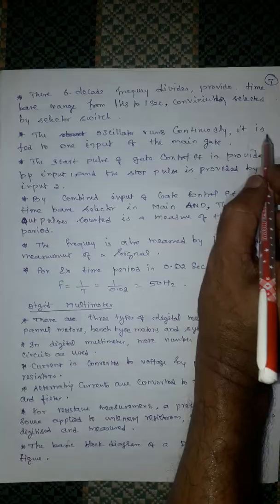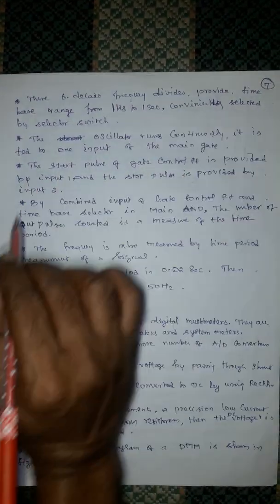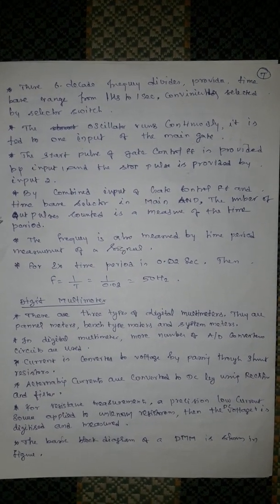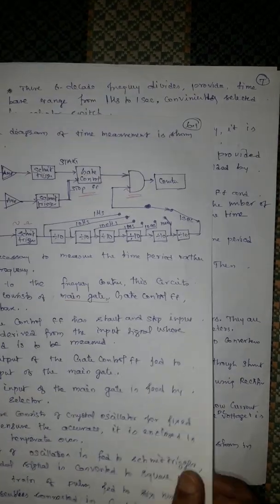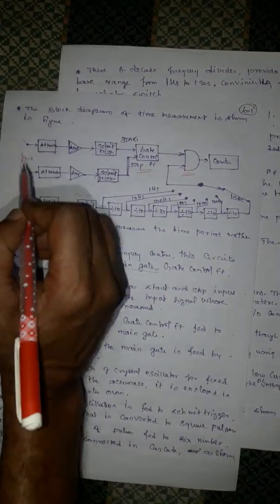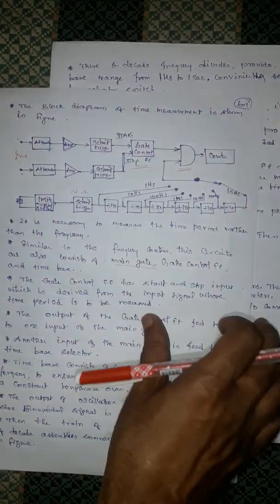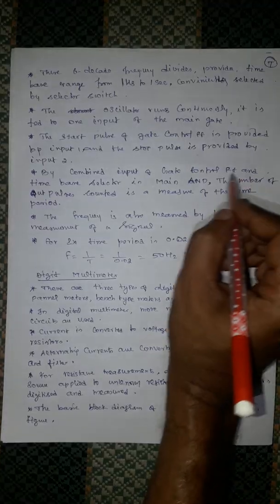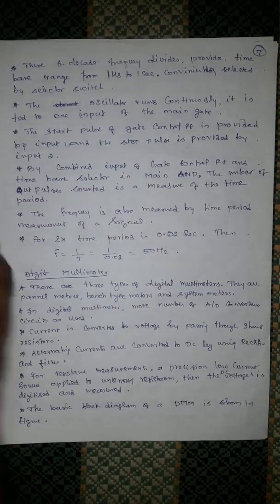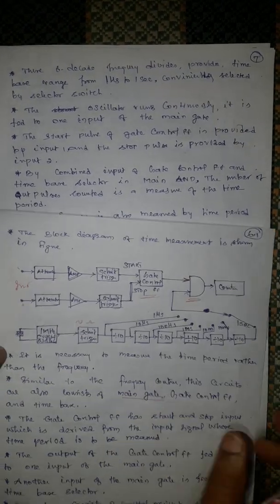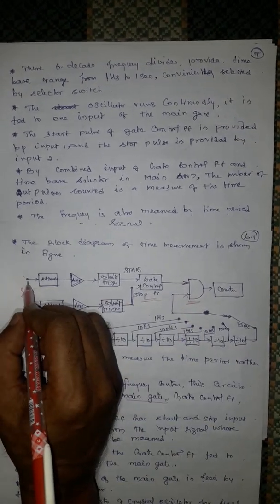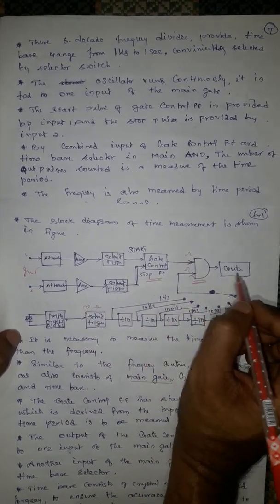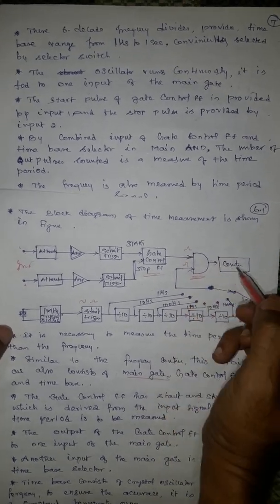The oscillator runs continuously. It is fed to one input of the main gate. The start pulse of the gate control FF is provided by input 1 and the stop pulse is provided by input 2. This is input 2 that will provide the stop gate pulse. By the combined input of the gate control FF and the time base selector in the AND gate, the number of output pulses is counted based upon this input start. If you give a start pulse, this will be high. Then the time base will be high, meaning it will count the output of the AND gate.